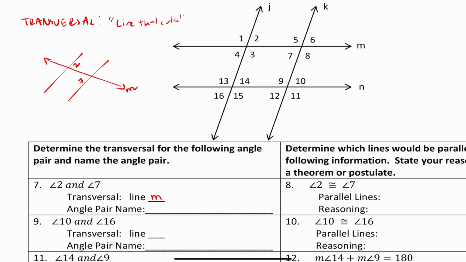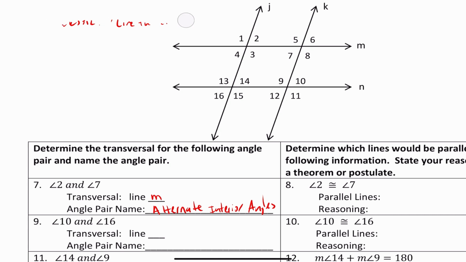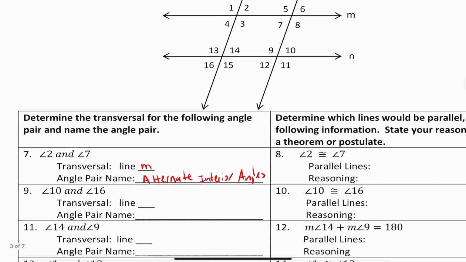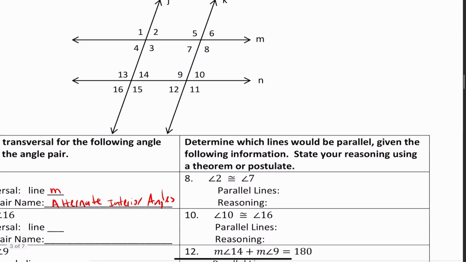And I notice that 2 and 7, they are alternate, and they're both inside of the parallel lines. So the angle pair name would be alternate interior angles. Okay, alternate interior angles. Okay. Let's go ahead and take a look at number 9. Actually, let's go ahead and do number 8.